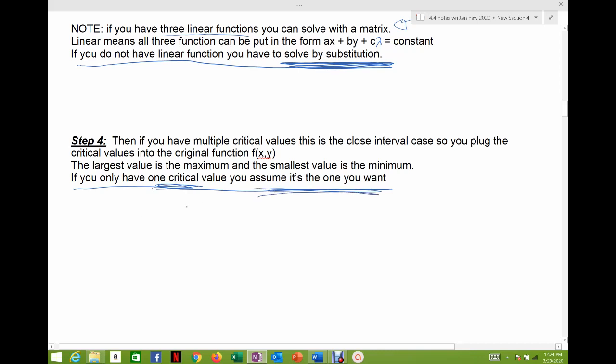So if we're looking for a maximum, the critical value is finding the maximum. If we're looking for a minimum, the critical value is finding our minimum. So there's the process. And now I'm going to walk through one example of that process, and then we'll get into the applications, but that'll be the next set of notes.